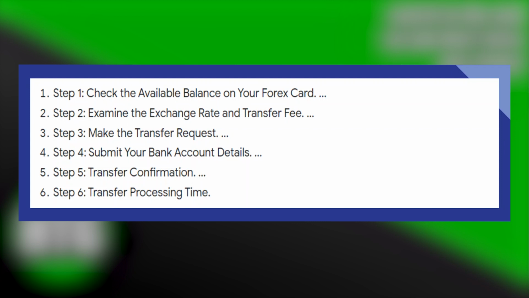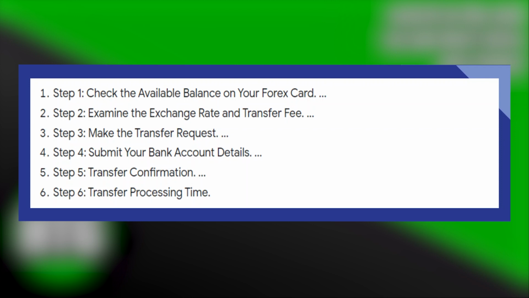Transferring money from a Forex card to a CIBC bank account is very easy to do. Today I'm going to show you how to do it. Firstly, check the available balance on your Forex card. Then, examine the exchange rate and transfer fee.